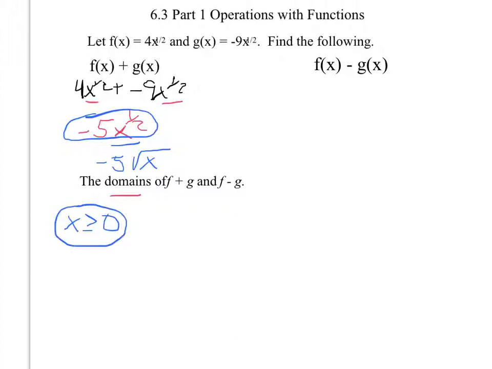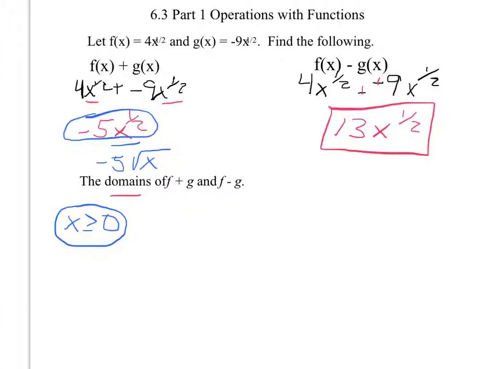Moving on to the next one, we're subtracting f of x minus g of x. It's asking for that specific order, so we just go 4x to the 1/2 minus negative 9x to the 1/2. So here, minus a negative, we are going to add those, so we have 4 plus 9 is 13, x to the 1/2. And again, that's finished.